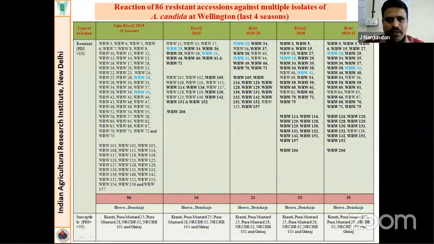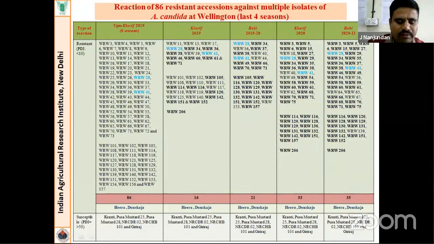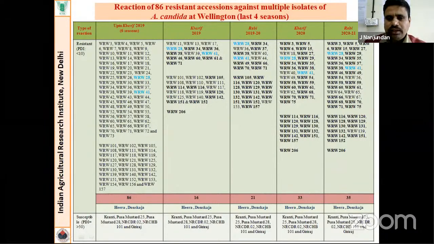So this is what happened in Wellington. Up to Kharif 2019, we had 86 resistant lines. But after the monsoon rain of 2019, a new isolate arrived, due to which we could get only 16 as resistant. Then we continuously screened. As of now, we have 35 lines with resistance. We suspect that at this stage, with the preliminary findings, there are 3 isolates of Albugo operating at Wellington. So now we have 35 lines resistant to 3 isolates of Albugo at Wellington, and also against the Bharatpur isolates.